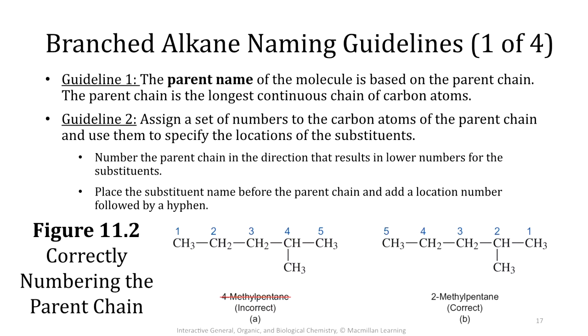If you went to look up 4-methylpentane in the American Chemical Society database or SciFinder Scholar, or you went to look anywhere, you wouldn't find anything, because we don't call it 4-methylpentane. It's called 2-methylpentane.